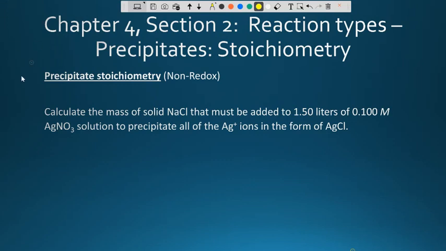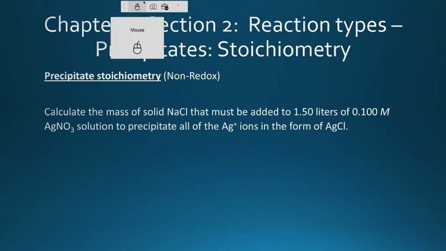Let's take a look at that one. If I can wake this up again. It's not getting there. All right, now we're ready to roll.